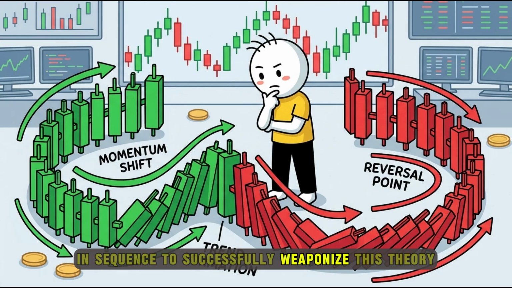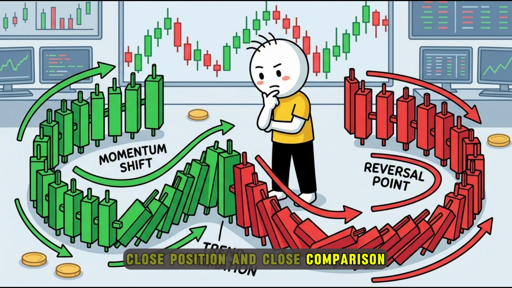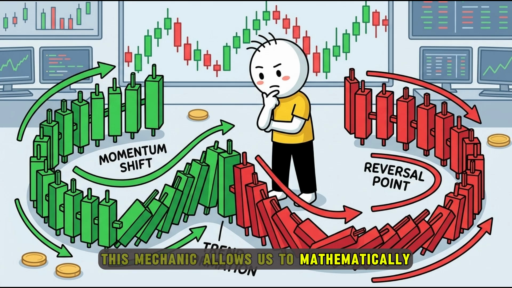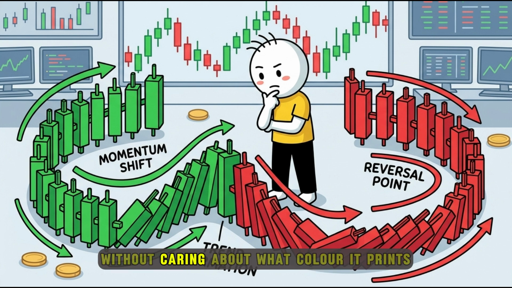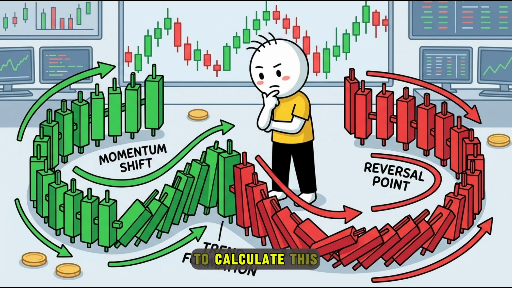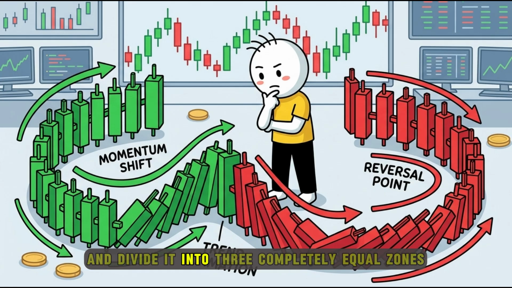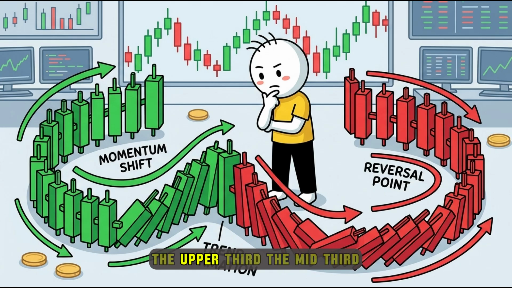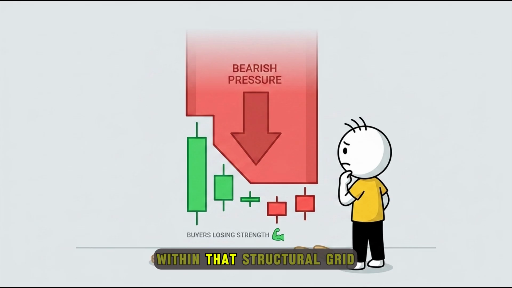To successfully weaponize this theory in your daily trading, you only need to master two fundamental pillars: close position and close comparison. Let's unpack close position first. This mechanic allows us to mathematically measure the internal strength of a single candle's bullishness or bearishness without caring about what color it prints. To calculate this, you take the absolute high to low range of the candle and divide it into three completely equal zones: the upper third, the mid-third, and the lower third. We then look at exactly where the closing price settled within that structural grid.